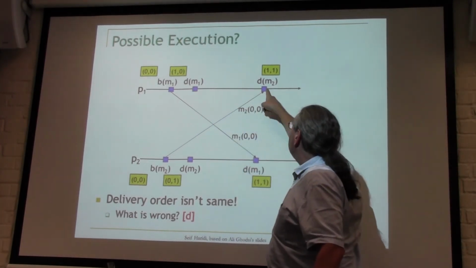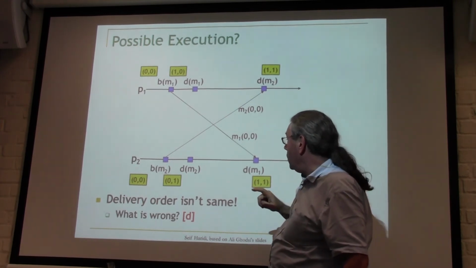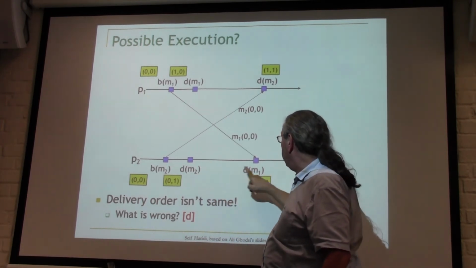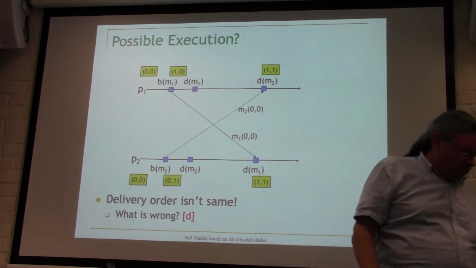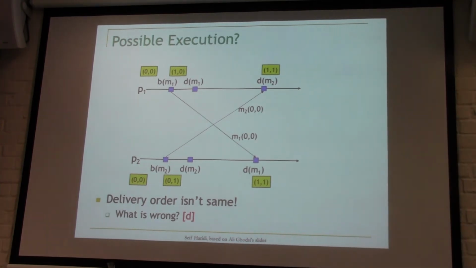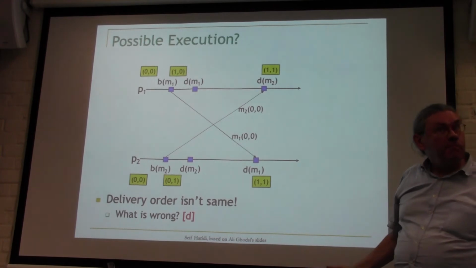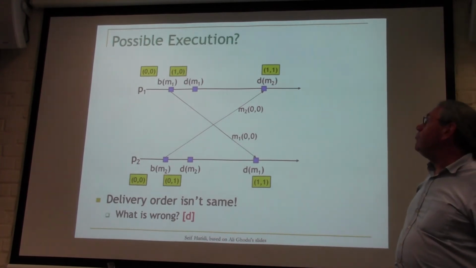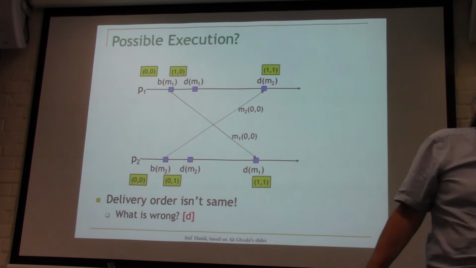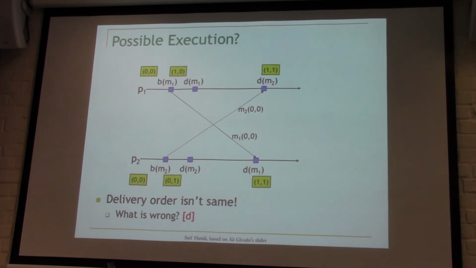P1 delivers M1 before M2, and P2 delivers M2 before M1, but I was talking about causal delivery. How come the delivery order is not the same? Shouldn't it be the same? I have to worry about causal delivery, right? The causality is the same everywhere, right? So what's wrong? Is there anything wrong? What's going on here? Yeah?